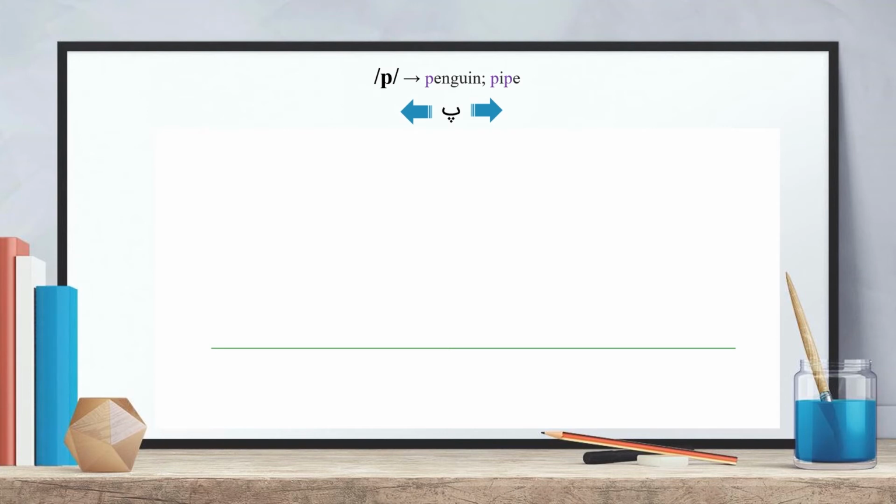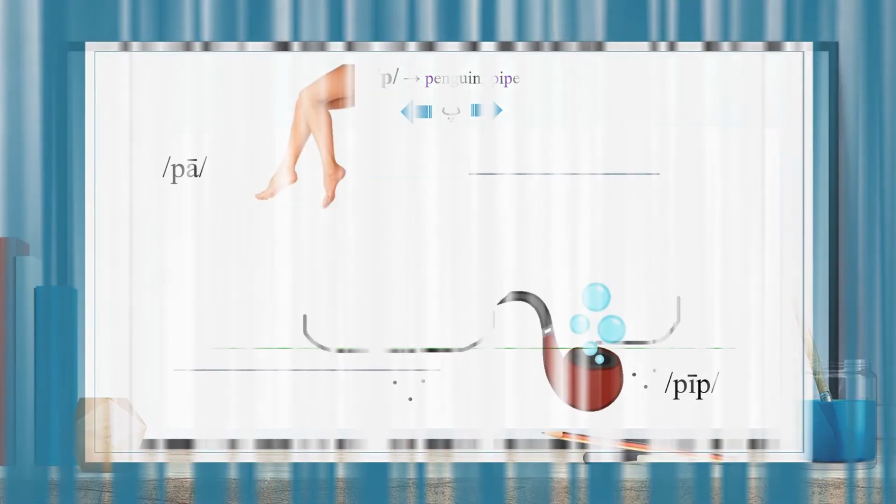The next consonant is P. P, as in English words penguin, pipe. We write it exactly like B, so from top to down, from right to left, but this time with 3 dots underneath. When it is in the beginning or in the middle, we write it shorter, but when it comes at the end of the word, we write it longer. P, exactly like B, can be connected to other letters from both sides.